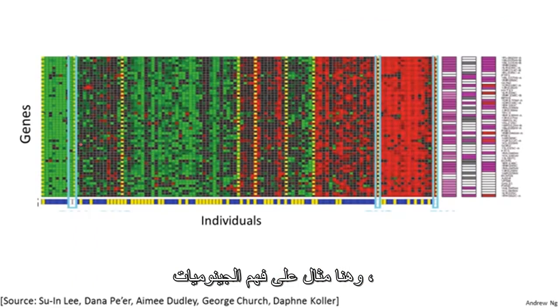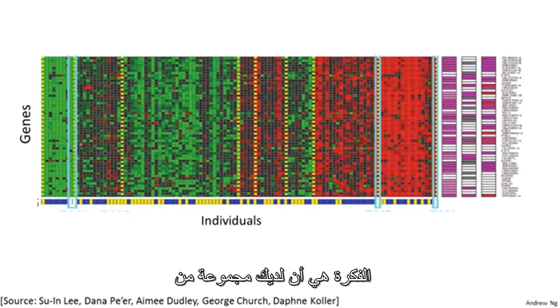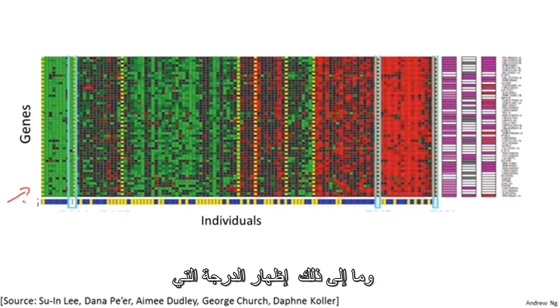Here's one on understanding genomics. Here's an example of DNA microarray data. The idea is you have a group of different individuals, and for each of them, you measure how much they do or do not have a certain gene. Technically, you measure how much certain genes are expressed. So these colors, red, green, gray, and so on, show the degree to which different individuals do or do not have a specific gene.